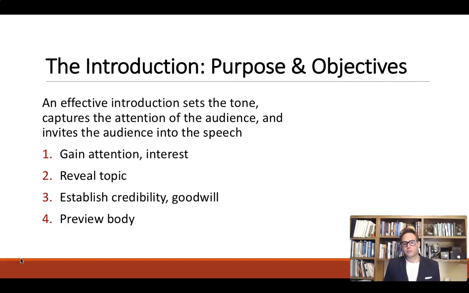And so the four main objectives of an introduction are to gain the attention and the interest of the audience. It's designed to reveal the topic. It also should establish credibility and goodwill. And then lastly, it should preview the body of the speech, like reveal the main points that a speaker will be discussing. So these are the four broad objectives of an introduction.